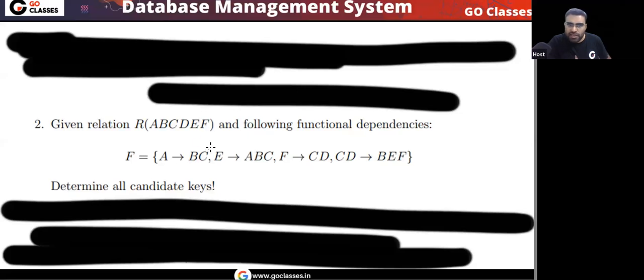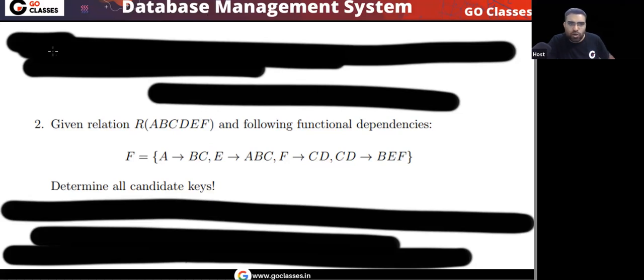See, all the attributes appear on the RHS. So your starting point should be to take one attribute. Start from a single attribute. Yes or no? Which attribute do you see? Which attribute has more potential? Maybe E. Some student is saying E.